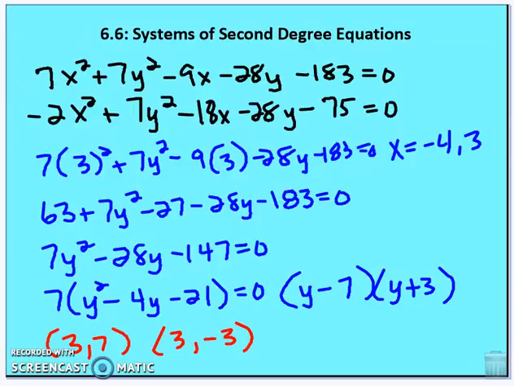Wow, that was 10 minutes, 6.6 systems of second degree equations. So we had lines and conics, circles, and then conics and conics. That's it for this edition of Hot in Math.